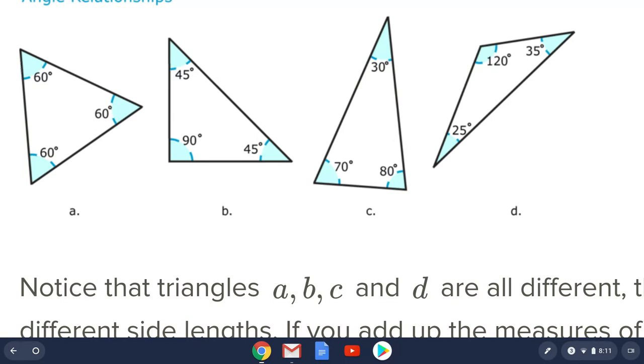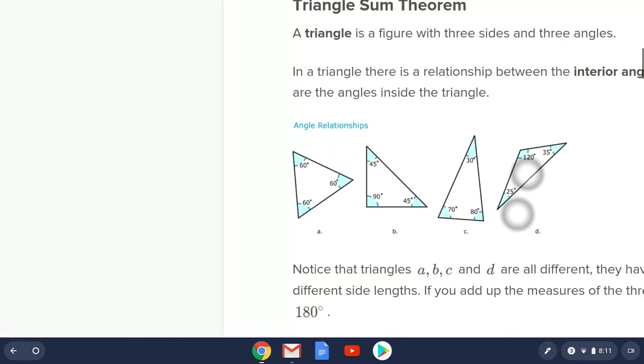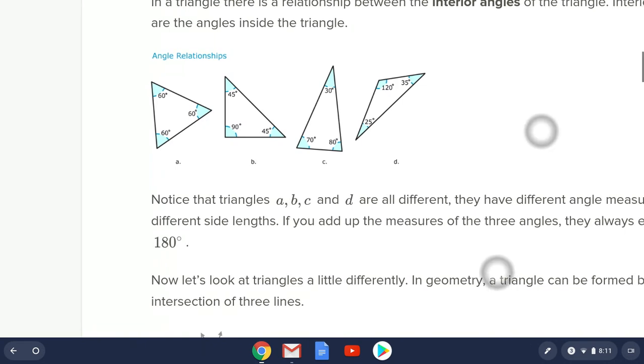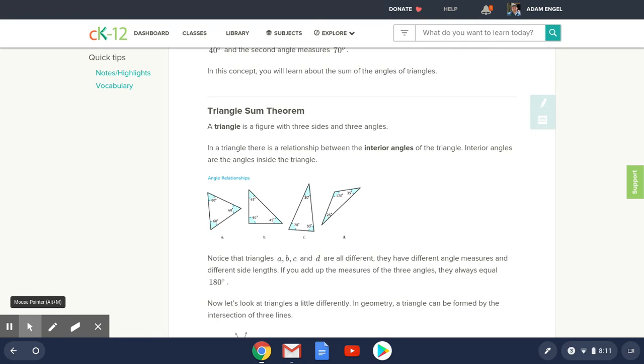Our third triangle, C, what kind of triangle is this? There's no angle that's above 90 degrees, so this would be an acute triangle. And triangle D, what kind of triangle is this? We have 120 degrees, 35 degrees, and 25 degrees. The 120 degrees is above 90 degrees, so that would be an obtuse triangle. So notice that the triangles A, B, C, and D are all different. They have different angle measures. We know that. So we have some that have 60 degrees, some that have 70, some that have 90. They're all different. And they have different side lengths.